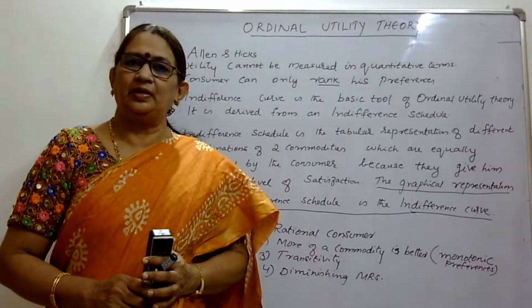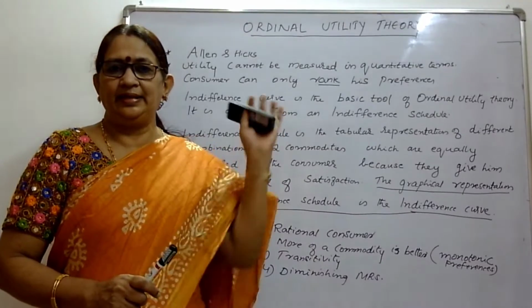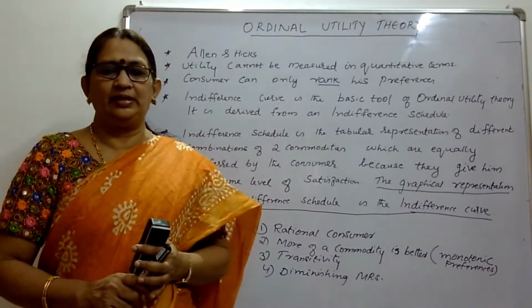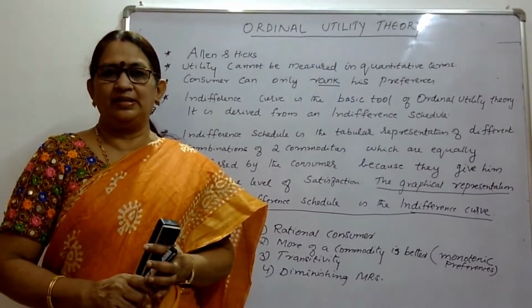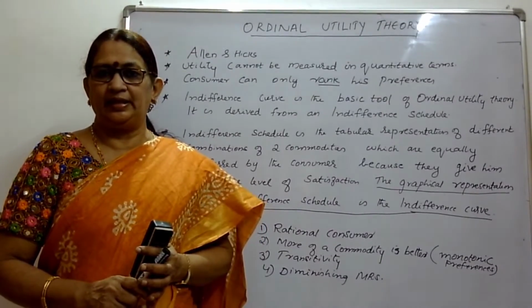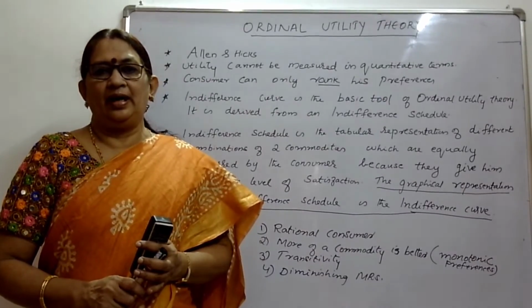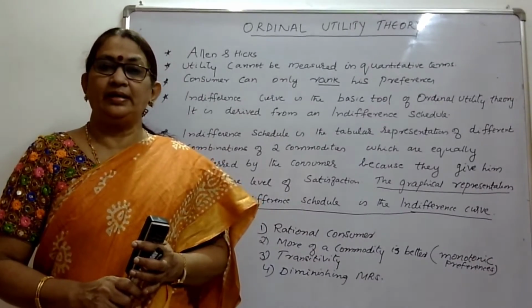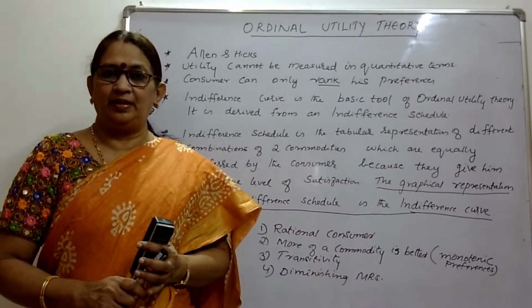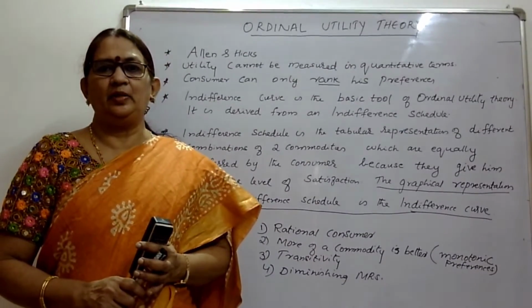Hello, today we are going to see ordinal utility theory. Allen and Hicks developed this theory. Actually, it is the economist Edgeworth who laid the basis of ordinal utility theory, and it was developed by Allen and Hicks. According to cardinal utility, utility is measurable, but Allen and Hicks severely criticized cardinal utility theory.